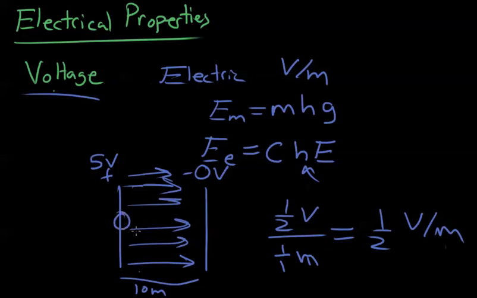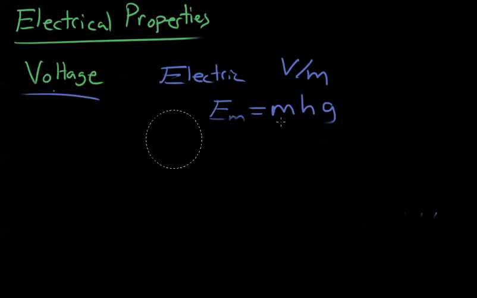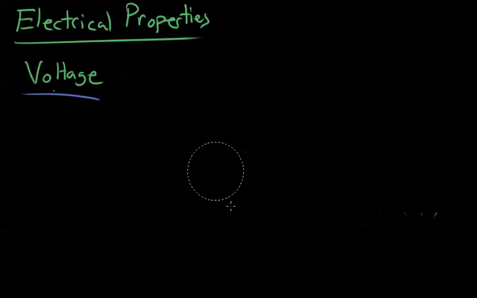Obviously, if we put a charge here, let's say a positive charge, the electric field is going to pull this charge and give it some energy until the negative side. So the charge is going to get some energy, perhaps lose some energy, and perhaps do some work in the middle. So these are the two concepts of voltage and electric field. This is just a brief refresher, not a complete explanation of these terms.